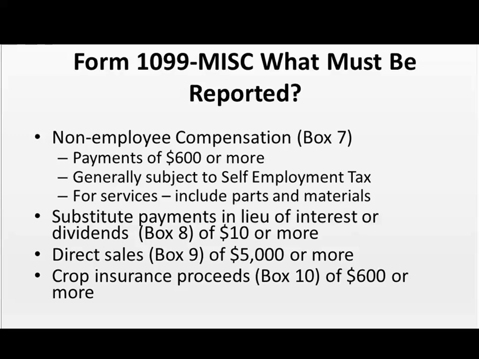Non-employee compensation in Box 7, payments of $600 or more. This is generally going to be subject to self-employment tax, and it's for services, including parts and materials. Some of these have to be reported to corporations, for example, the payments to attorneys for attorney fees to your company or to you as the business paying the attorney for their services, whatever those are. That goes in Box 7, again, regardless of whether that's a corporation, an individual, or a partnership.